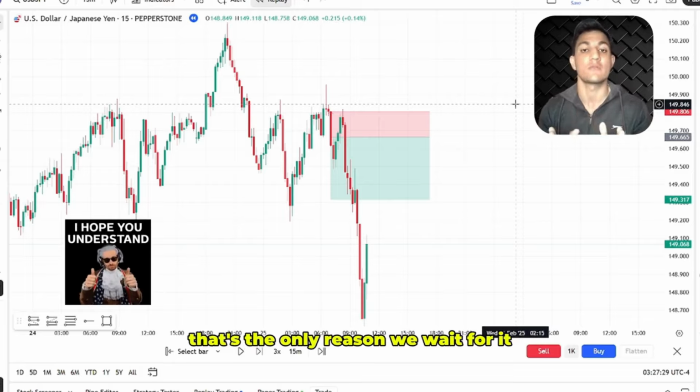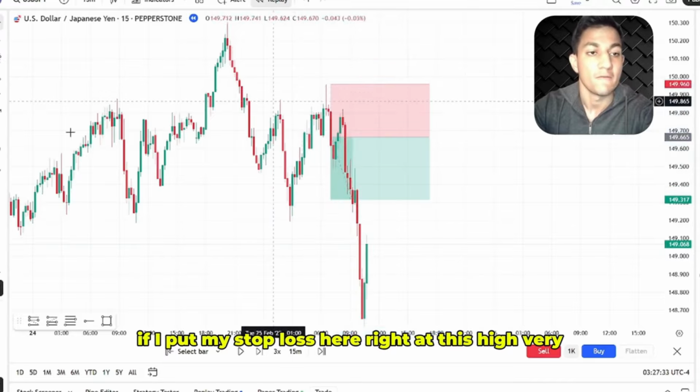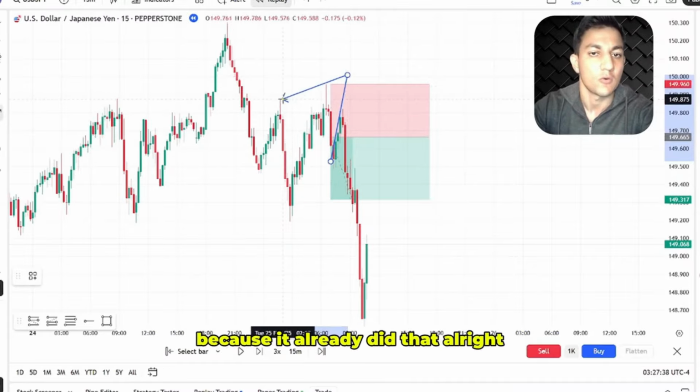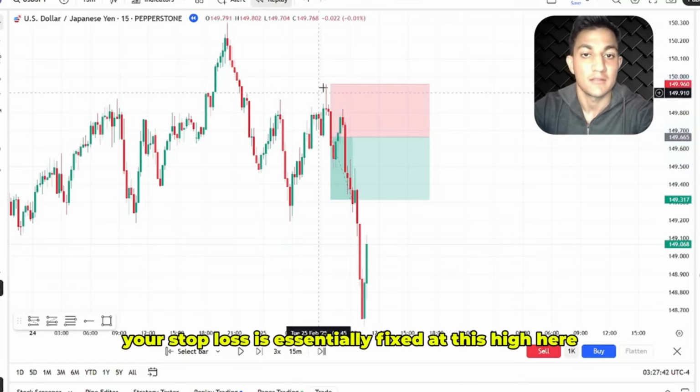That's the only reason we wait for it, so we know, okay, if I put my stop loss here, at this high, it's very, very unlikely that price can come all the way up and take out my stop loss, because it already did that. Very important. So your stop loss is essentially fixed at this high here.